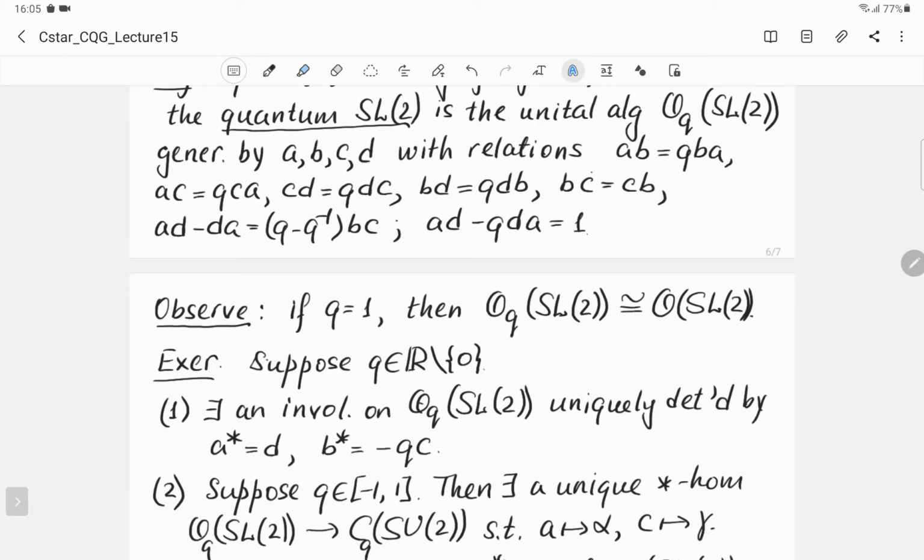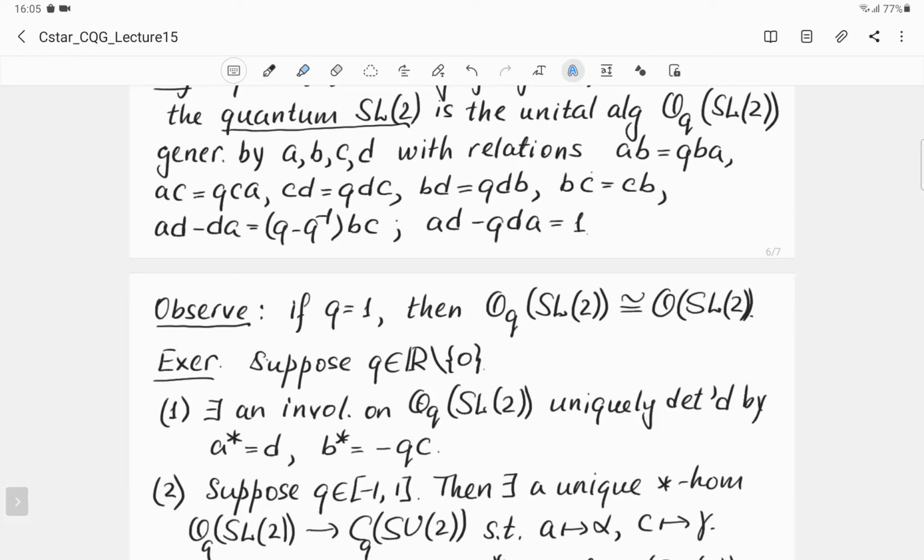About the same time, Woronowicz defined his quantum SU2 group, which is defined by essentially the same relations. And his motivation was mathematical. He studied the so-called twisted unimodularity condition.